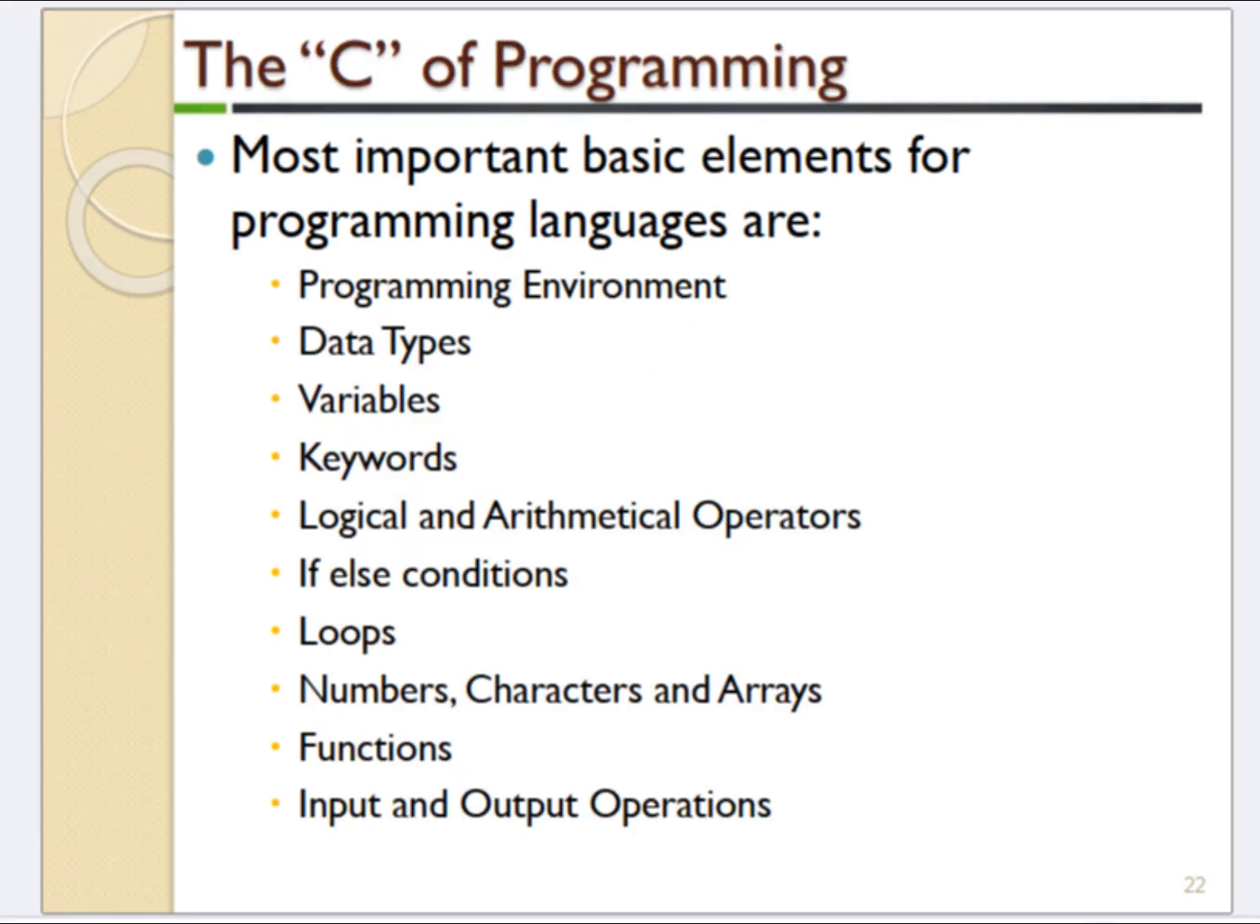The C of programming. Most important basic elements for programming languages are programming environment, data types, variables, keywords, logical and arithmetical operators, if-else conditions, loops, numbers, characters and arrays, functions, input and output operations. 22.